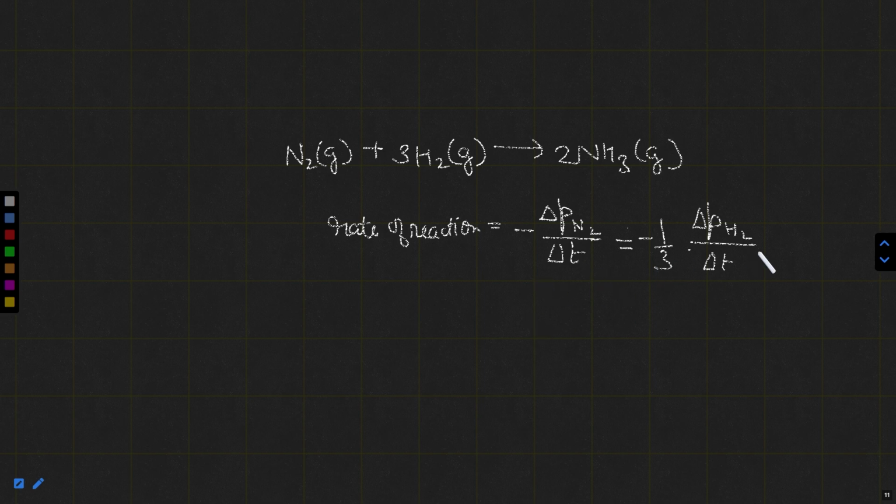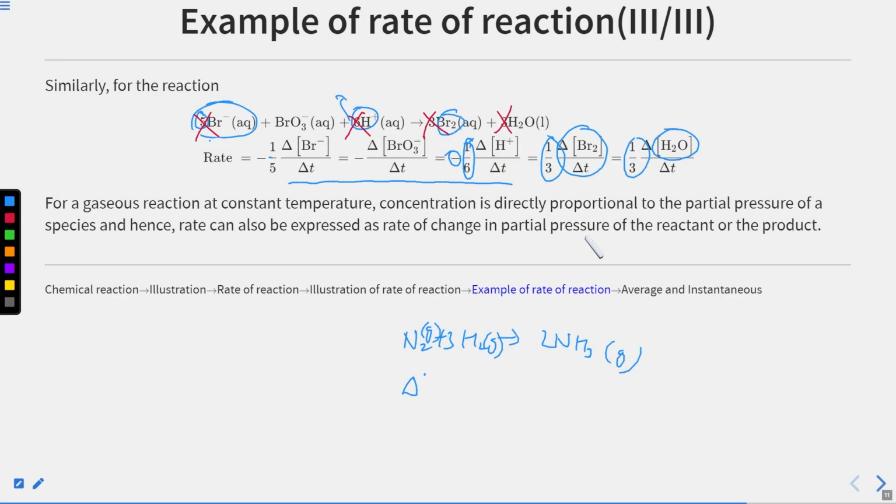This will be equal to 1 by 2 change in pressure of NH3 divided by delta t. So 1 by 2 is the coefficient, and we have a positive sign since we are dealing with the product. So here you can observe that we are describing our rate of reaction in terms of the pressure rather than the concentration. So for gases you can do this also, right?